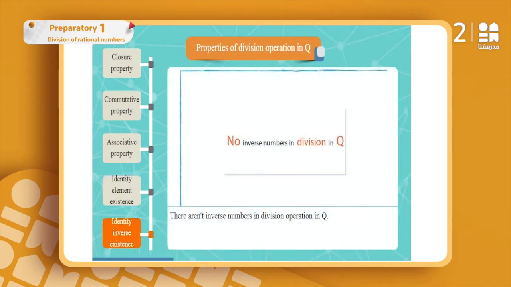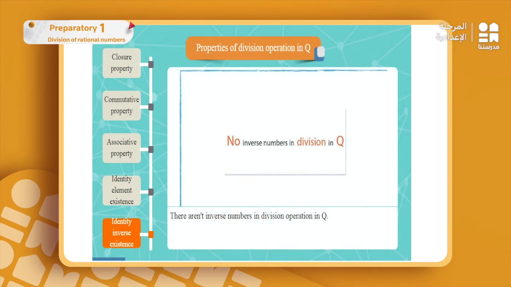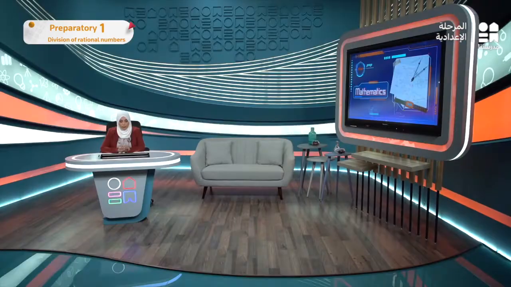The fourth property is the existence of the identity element. You should know that there isn't an identity element, or as we call it, a neutral element, in the division operation in Q. The fifth property is the existence of the inverse. Since there isn't an identity element in the division operation, there also aren't inverse numbers in division in Q. And as you see in this video, division is not closed, not commutative, not associative, and there is no identity element in division.